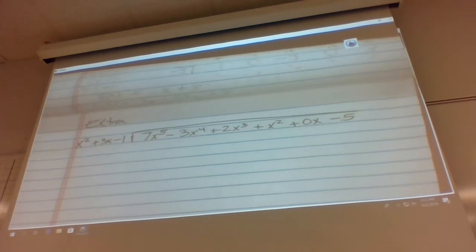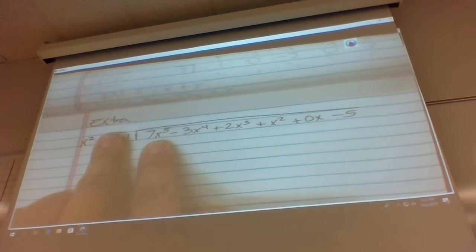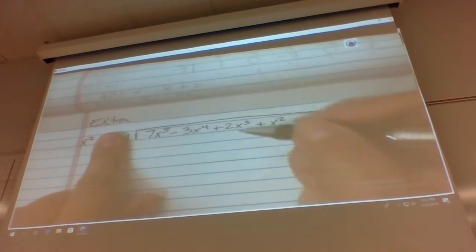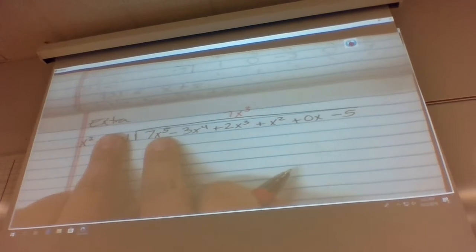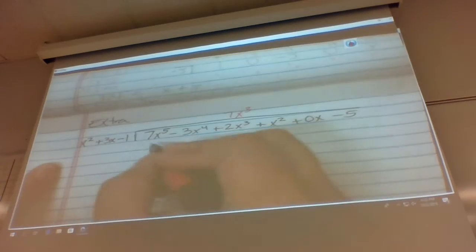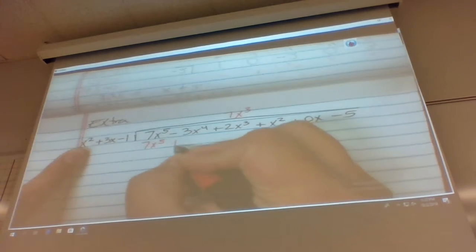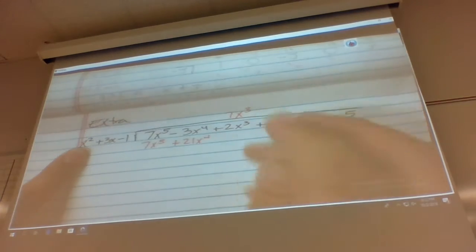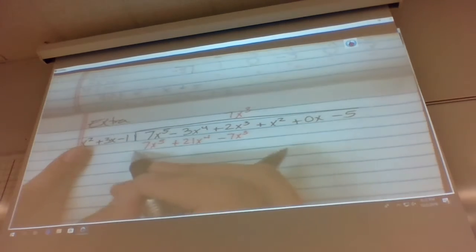What times this is gonna give me this? 7x cubed. 7x cubed is gonna give me that. So 7x cubed times x squared is 7x to the 5th. 7x cubed times 3x is 21x to the 4th. 7x cubed times a negative 1 is negative 7x cubed. A minus and a plus cancels. Negative 24x to the 4th.